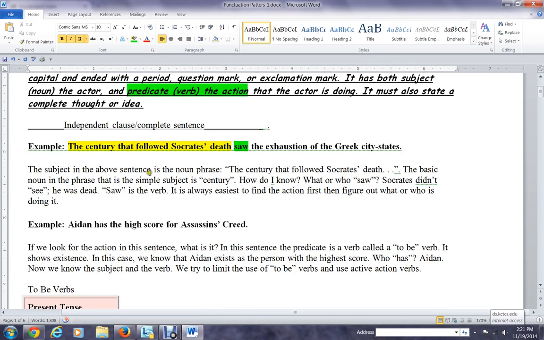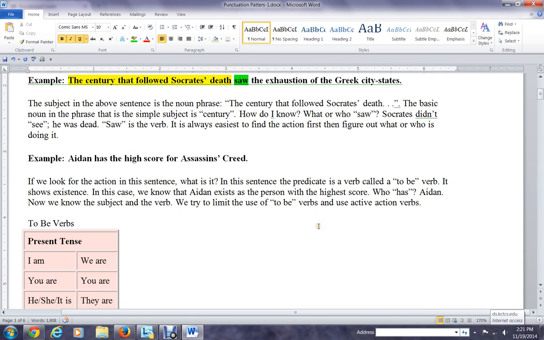The subject in the above sentence is a noun phrase. The basic noun is the simple subject, century. How do I know? Who or what saw? Always find the action first. Socrates didn't see anything. He was dead. Saw is the verb. It's always easiest to find the action first.